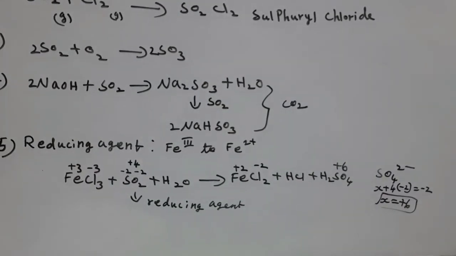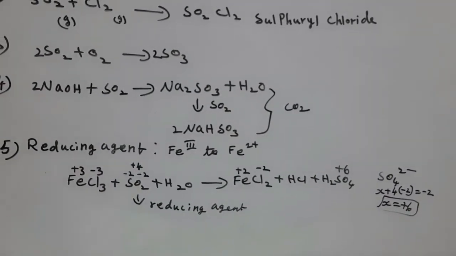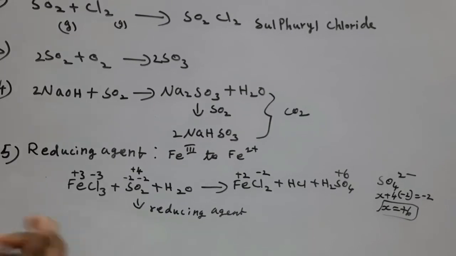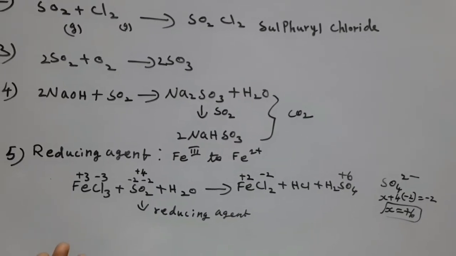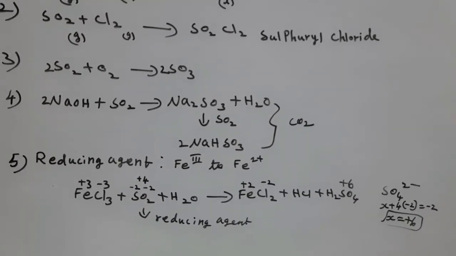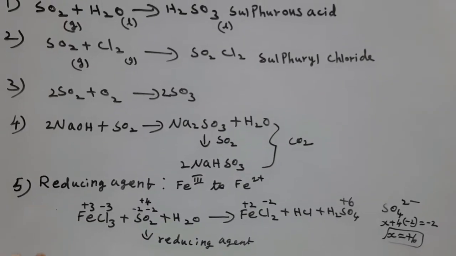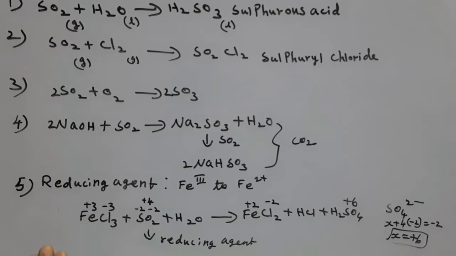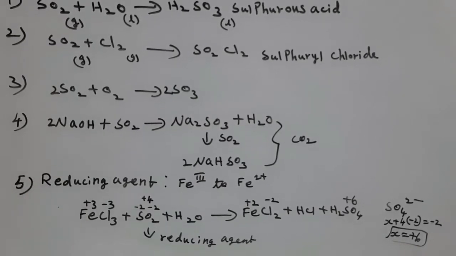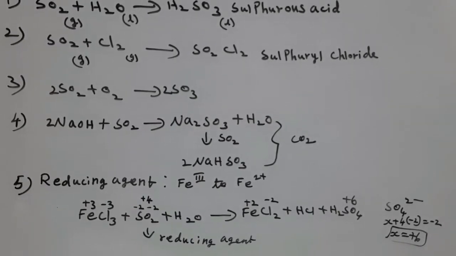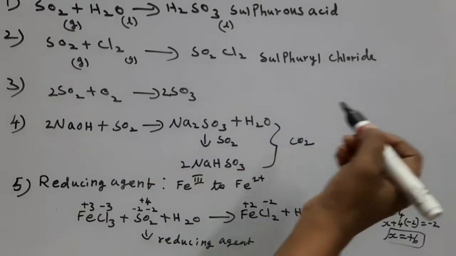Sulfur dioxide decolorizes the KMnO4 solution, because the same oxidation reaction takes place. So these are the reactions for the chemical properties of sulfur dioxide. And its structure is, what is the structure?